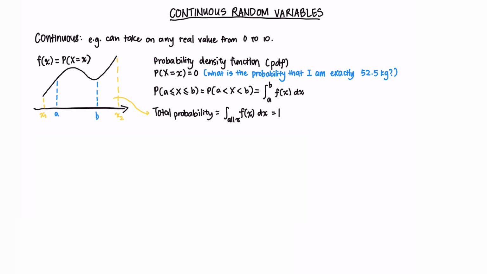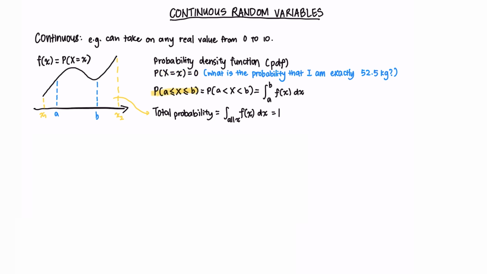Now I have one little note over here. The probability at a certain point is actually just 0. For example, let me ask, what is the probability that I'm exactly 52.5 kg? Let's just say our variable here, x, is the weight. The probability that I'm exactly 52.5 kg is actually just 0. This is because continuous random variables can take on any real value. I could be 52.49832 something kg. And that's why the probability at a certain point is just equal to 0.